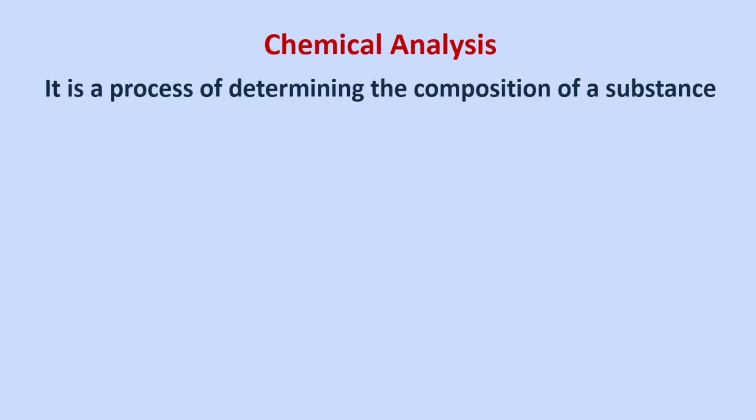Let us begin with a quick understanding of chemical analysis. So, what exactly is it? Basically, chemical analysis is the process of determining the composition of a substance. Let us take an example. Imagine a geologist has discovered an unknown mineral sample. Their very first question would be what elements are present in this sample and in what proportion. To answer such questions, chemical analysis is performed.